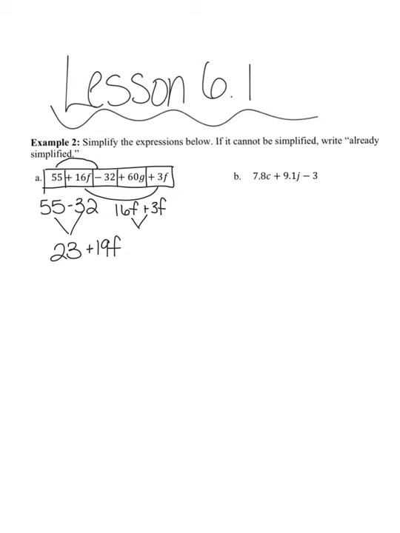And then I have one more here. I've got that positive 60G. And there is nothing that I can combine with it. There are no like terms. So I can just put that onto the end of my expression here. And so now you'll see my simplified expression is 23 plus 19F plus 60G.